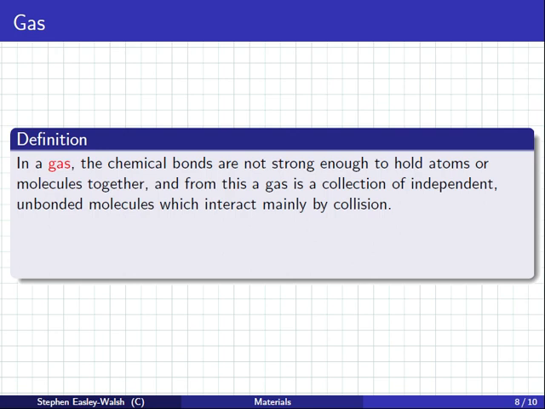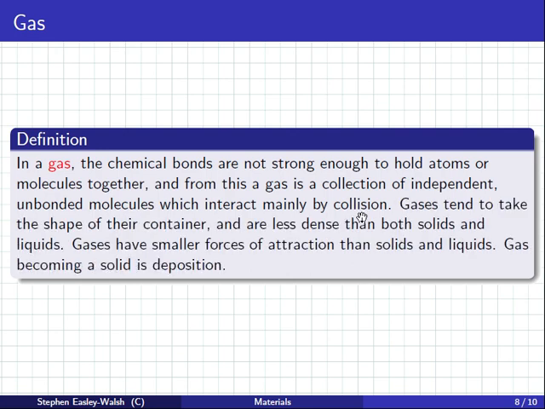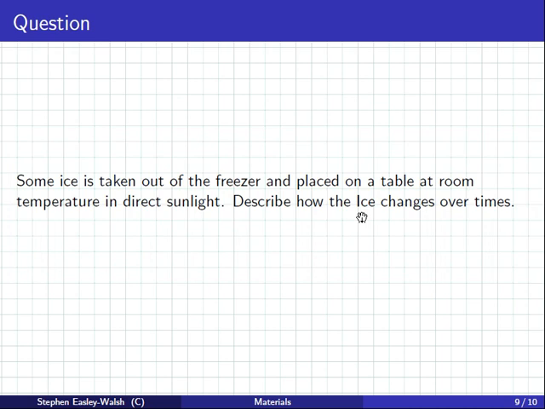Okay, you got that? Now, I only got one silly question here. Some ice is taken out of a freezer and placed on a table at room temperature in direct sunlight. Describe how the ice changes over time. So this question, I want us to use all the words we can to describe what happens to the ice. Okay. So first we say the ice begins to what? The ice begins to melt because it's receiving heat, it's absorbing heat energy.